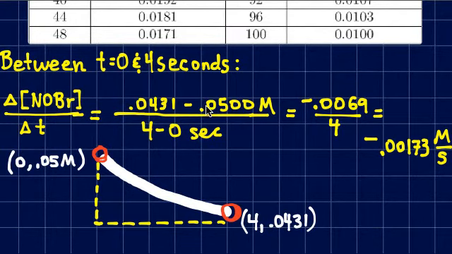So that's rise over run, the change in the concentration versus the change in time. Keeping track of my units, this one minus this one gives me a negative number, and the rate is negative. We could say it's decreasing in concentration.